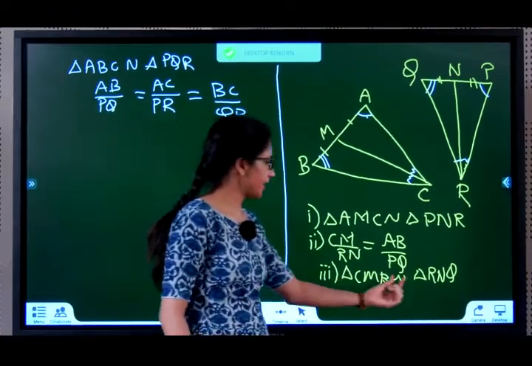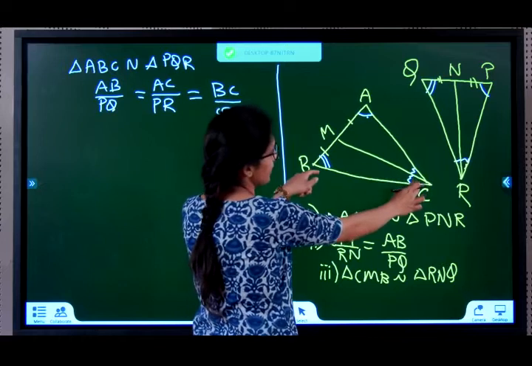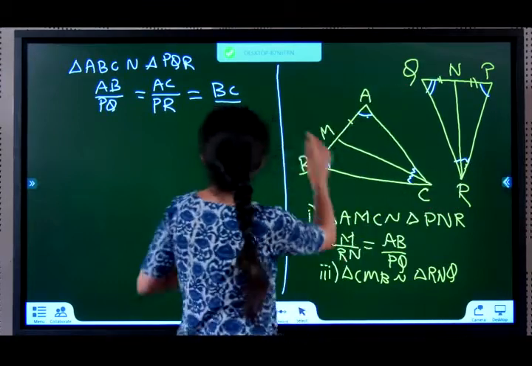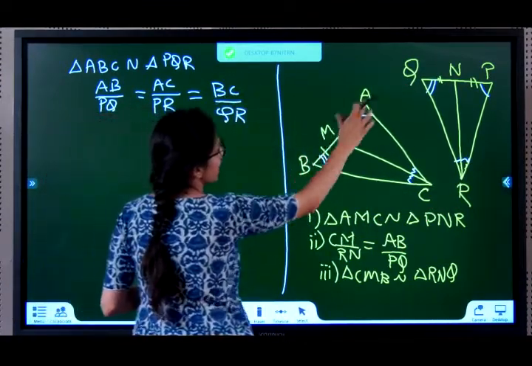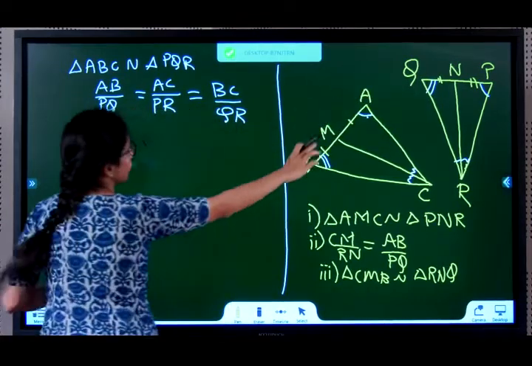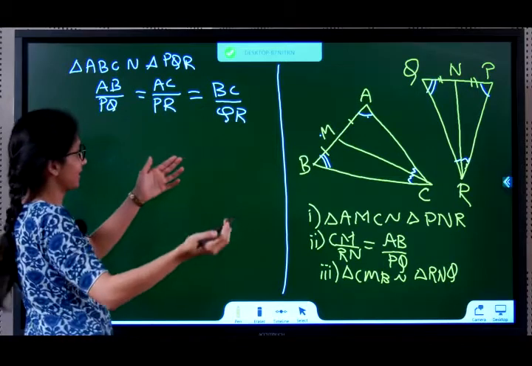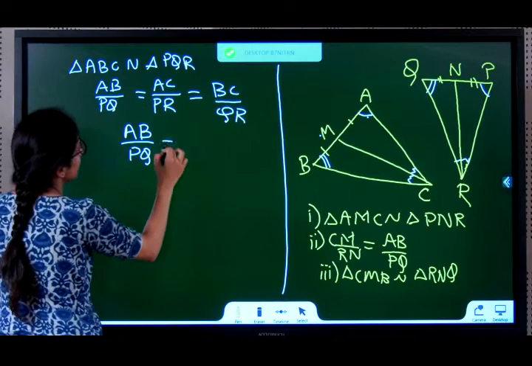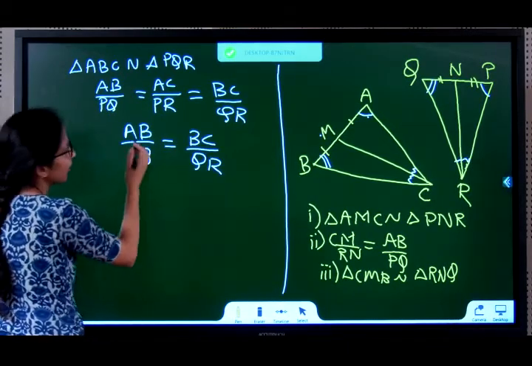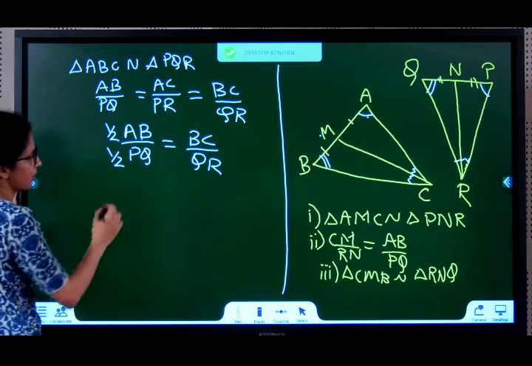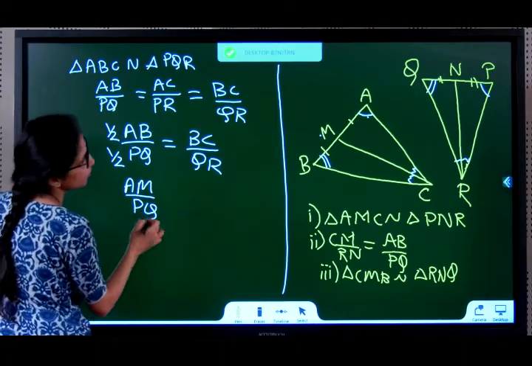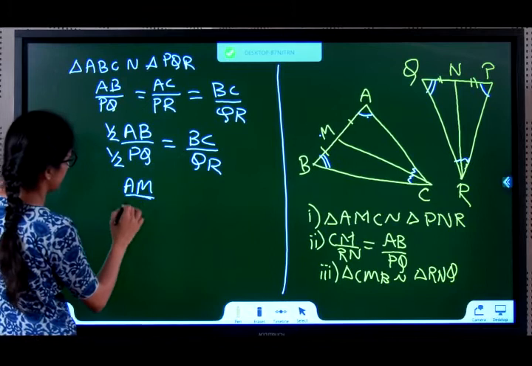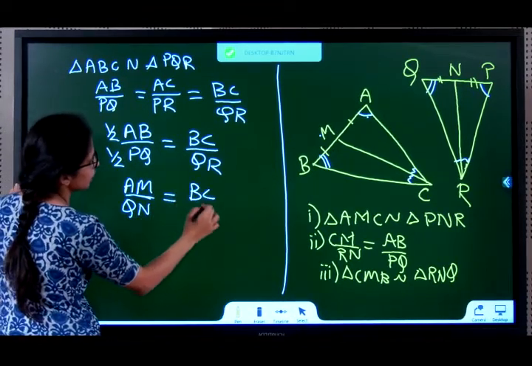So I want CM, B and R and Q, right? Among this, BC is there. Along with BC, who is there? R and Q. QR is there. So I want this BC, QR. And I want BM and QN. BM and QN is a part of AB and QP. So who is the unnecessary ratio here? AC and PR. Leave it. So AB by PQ is equal to BC by QR. I don't want AB. I want half of AB. So put half up and down. So it becomes AM by half PQ. Half of PQ is what? QN. AM by QN is equal to BC by QR.